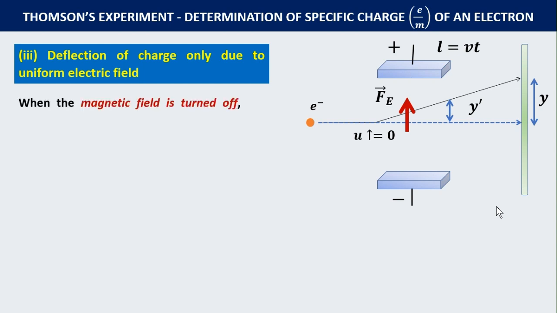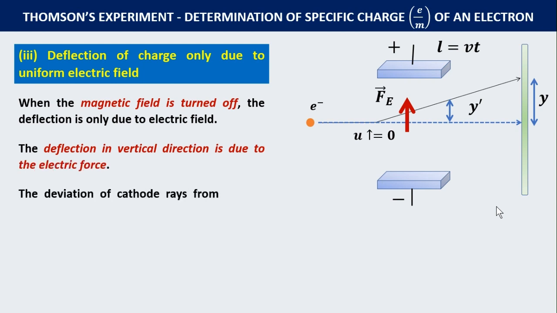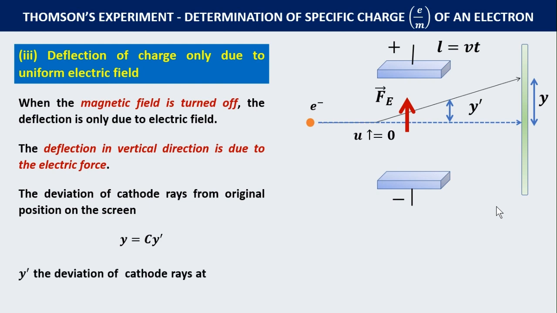When the magnetic field is turned off, the deflection is only due to the electric field. The deflection in the vertical direction is due to the electric force. The deviation of the cathode rays from the original position on the screen is given by y equals c times y prime. The c is a proportionality constant that can be given by the manufacturer of the cathode ray tube, right? It depends upon the geometry of the cathode ray tube. y prime is the deviation of the cathode ray at the end of the deflector plate.